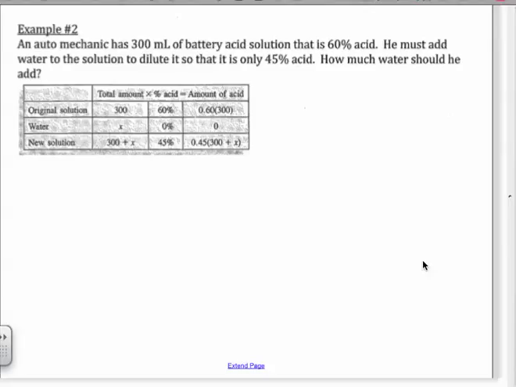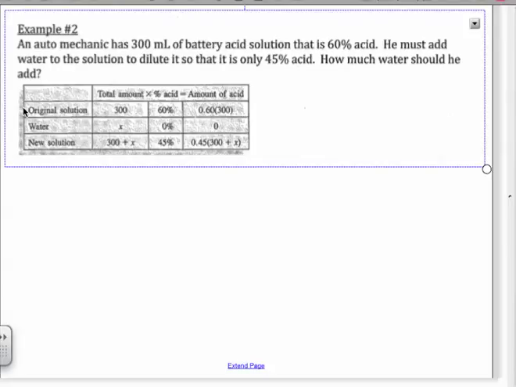Well, look. I've got the original solution in my chart. I've got water, and he wants to know how much water, so I'm going to put X. And then the new solution, well, it's going to be 300 milliliters from the first one, plus however much water I have in it, right? So 300 plus X. But let's look at the formula that they gave us. The total amount times the percent of acid is equal to the amount of acid. The total amount of the solution times the percent tells me how much acid is in the solution. A 60% solution means that out of 10 milliliters, 6 of them are acid and 4 are water. Right? 60%. Because we multiply.